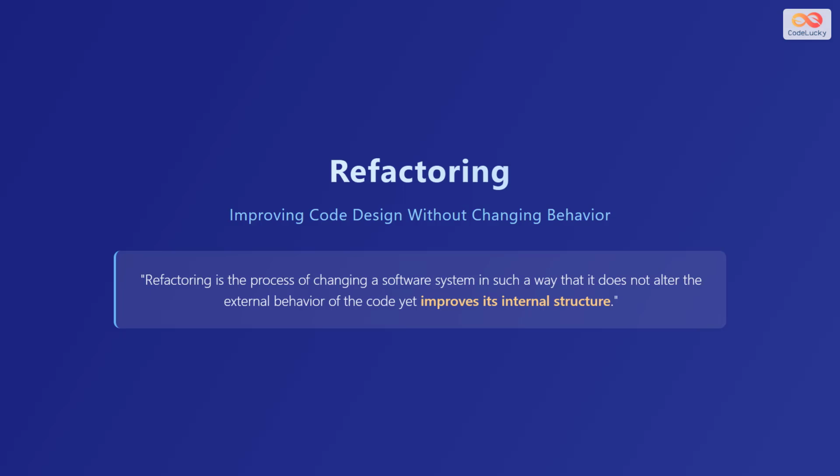In this video, we're going to talk about refactoring. Refactoring is improving the design of existing code without changing what it does. In other words, it's about making the code cleaner, more readable, and easier to maintain, all while ensuring it functions exactly as it did before. Refactoring is the process of changing a software system in such a way that it does not alter the external behavior of the code, yet improves its internal structure.